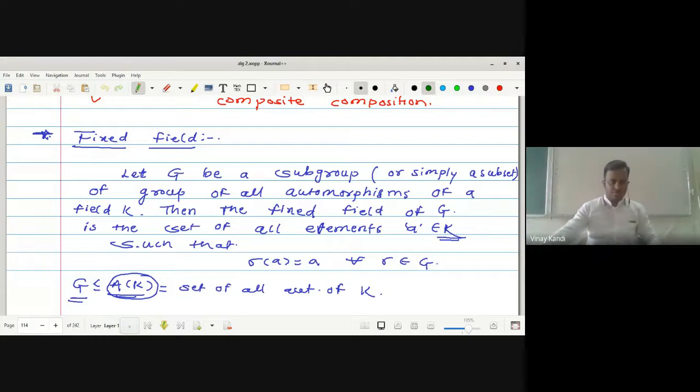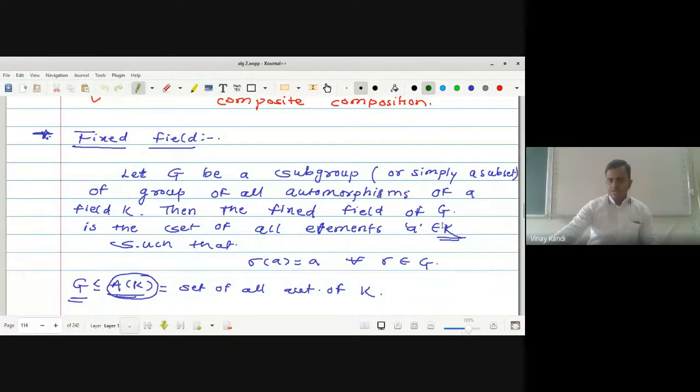In the last lecture, we saw the definition of fixed field. What is a fixed field? Let G be a subgroup of the group of all automorphisms of a field K. Then the fixed field of G is the set of all elements a belonging to K such that sigma of a is equal to a for all sigma belonging to G. So the fixed field is a subfield of this bigger field K.